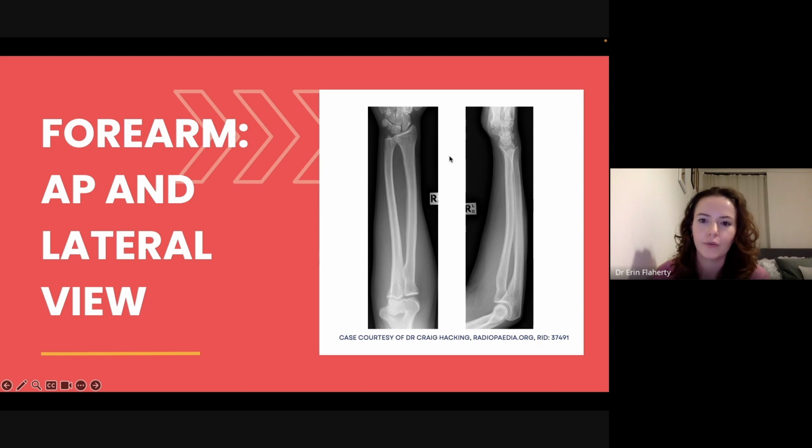But generally, if we're looking at the forearm, the main things we're looking at in terms of X-rays is just going to be your AP and your lateral. And that helps identify most breaks or dislocations.